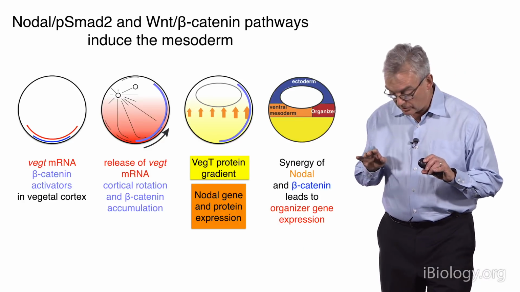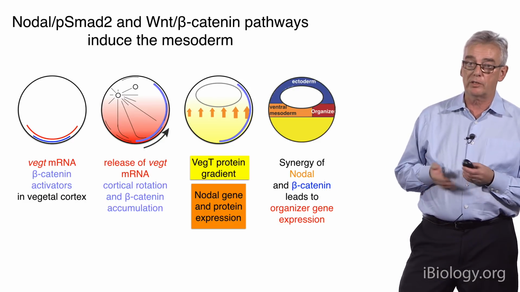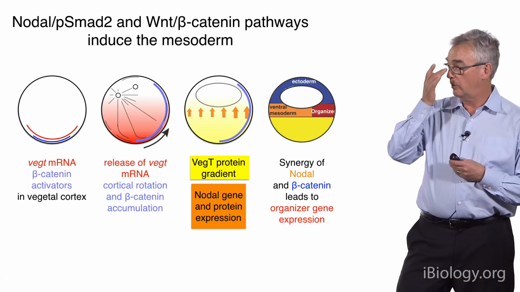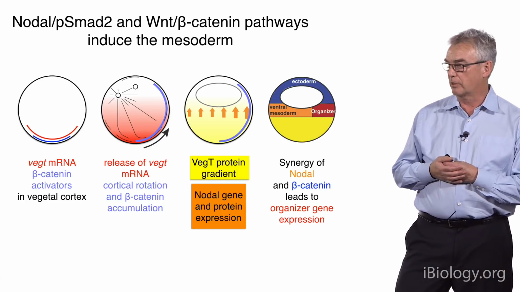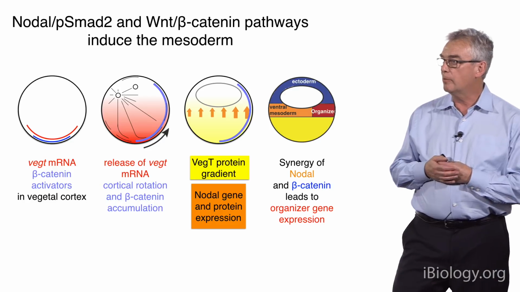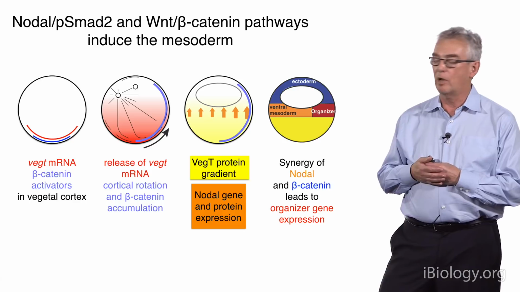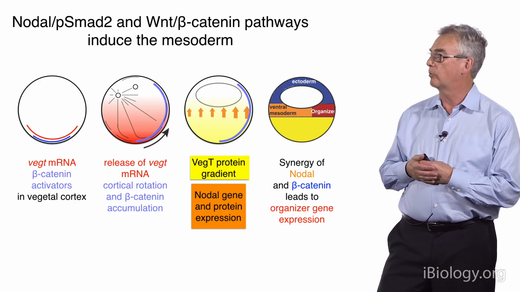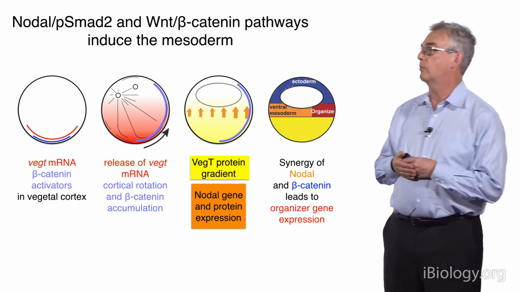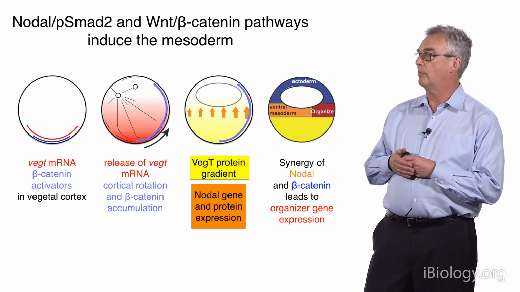Okay, so we're going to discuss this more, but we first need to understand how we get to that position. I'm not going to go through this in detail, but I'm going to give a brief summary of the initial events that happen to set up the organizer. It comes down largely to the activity of two different signaling pathways, the Nodal SMAD2 pathway and the Wnt beta-catenin pathway. We don't need to know about these pathways in detail, but what we do know is the way they're turned on in the embryo.